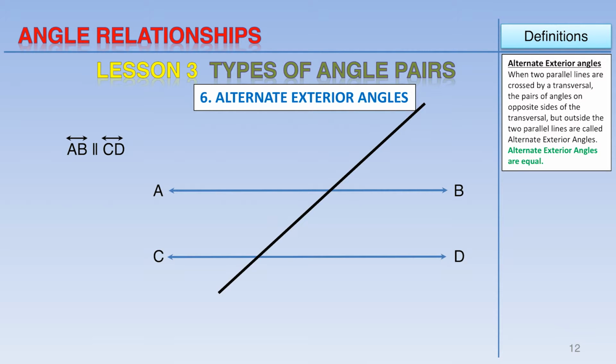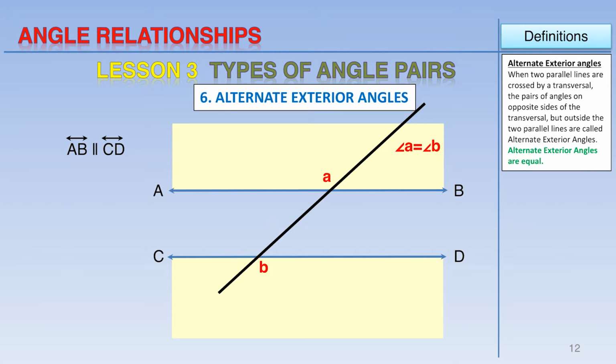Let's look at alternate exterior angles. The boxes here indicate that we're going to be concerned with angles that are outside of the parallel lines, and they're on alternate sides or opposite sides of the transversal.